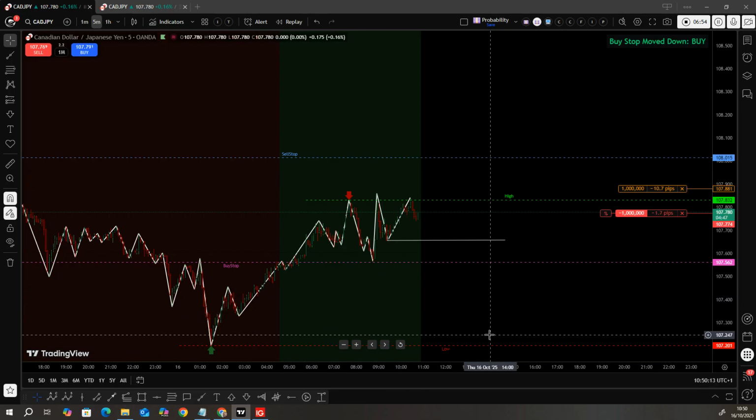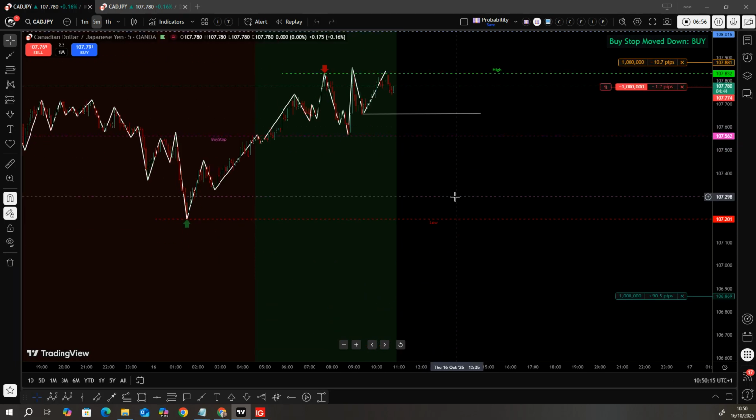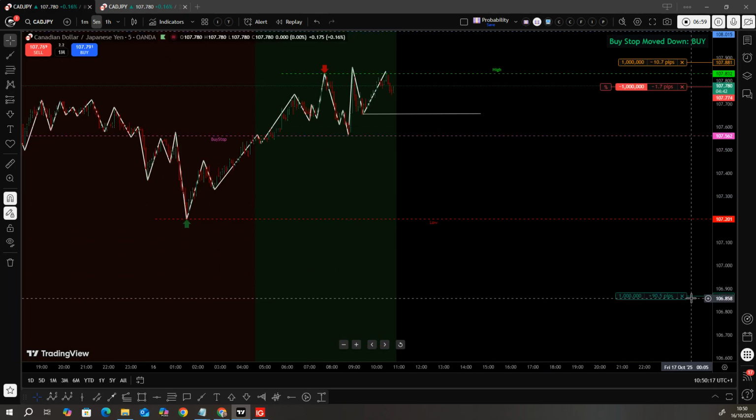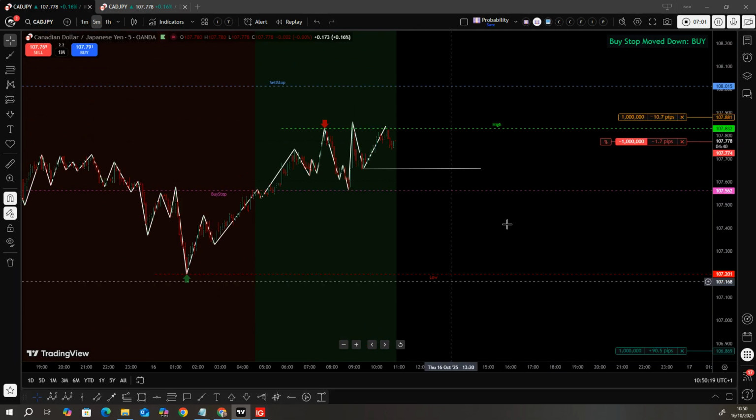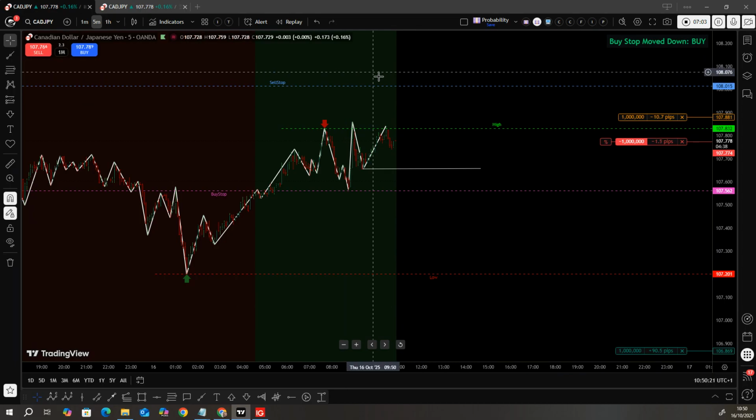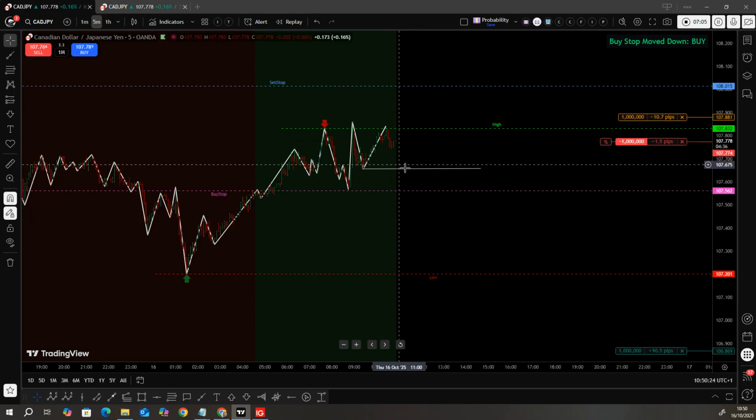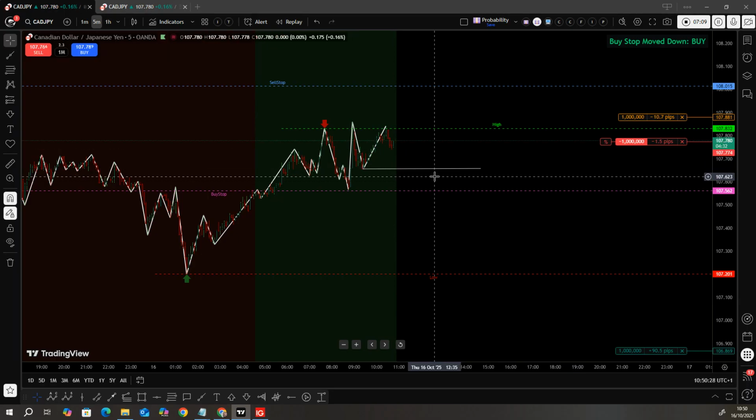Okay, so we are selling, expecting price to break the low. Once the price breaks the low, this is our target, 106.86.9. So I'm going to pause now, and I'll show you when the price breaks this low. We need this low to be broken. That will be a confirmation.